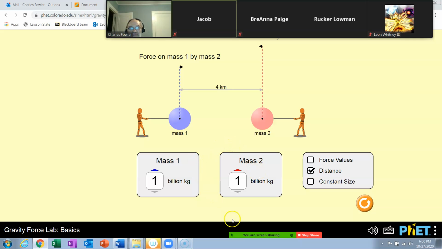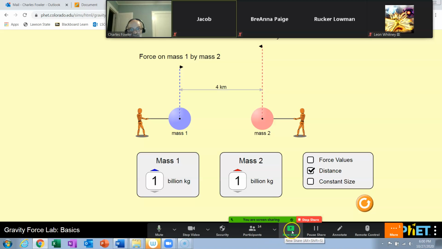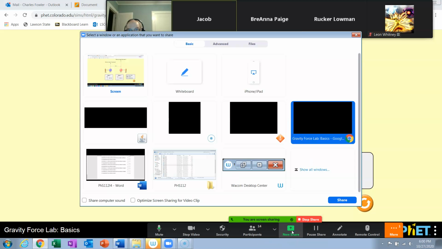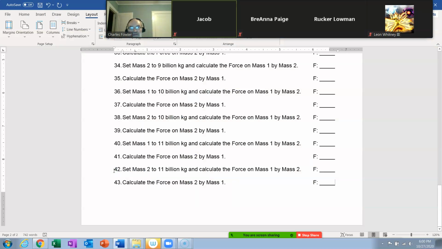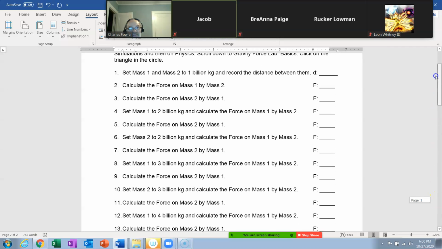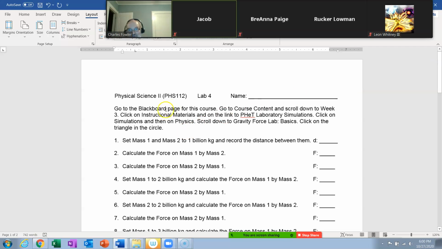Now the other thing I'm going to open is the lab itself. And here it is, Lab 4. You can get it at your week 3 instructional materials. That's where you get it. Now I'm going to move this to the top. I didn't fill in all the data, but I've just shown you how to do everything. I left off some of the things here.